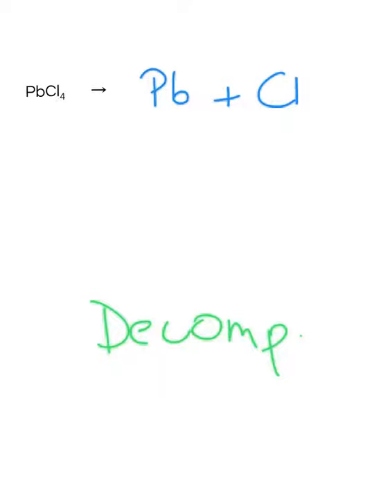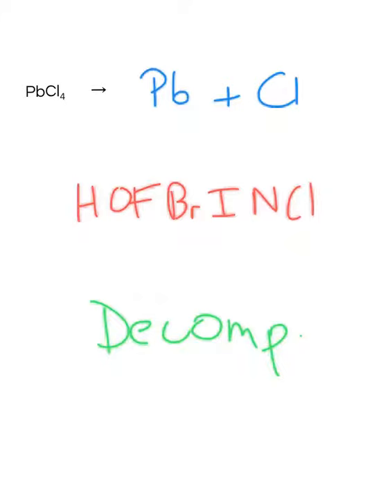And so remember that I want to think about HOFBrINCl to help me remember which elements are going to be diatomic. And I see that chlorine is diatomic. It's on my list here, and so I'm going to go ahead and add a subscript 2 in order to make sure that that is written appropriately.